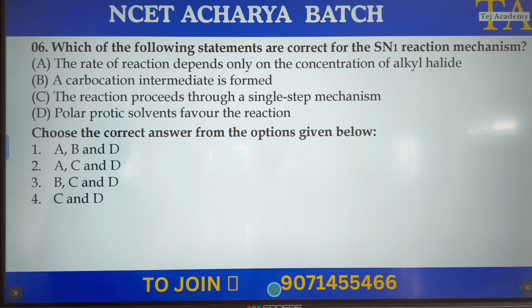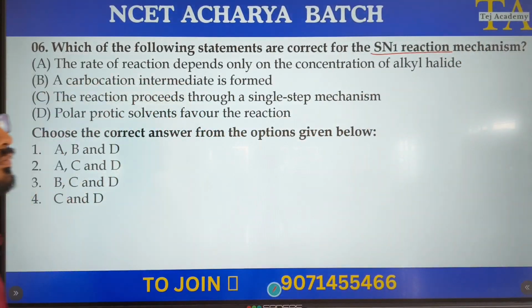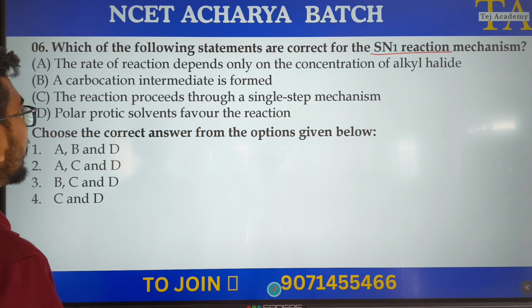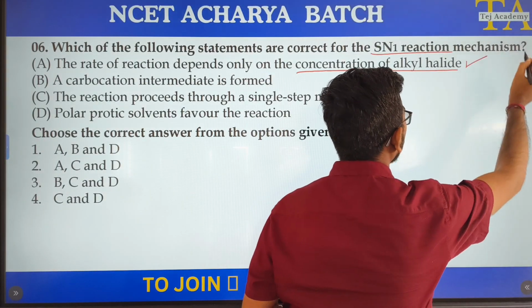Now the sixth question is, which of the following statements are correct for the SN1 reaction mechanism? The rate of reaction depends only on the concentration of alkyl halides. A carbocation intermediate is formed. The reaction proceeds through a single step mechanism. Polar protic solvents favor the reaction. Among these 4, we have to choose which sentences are correct. See the first one, the rate of reaction depends only on the concentration of alkyl halide. So this is correct.